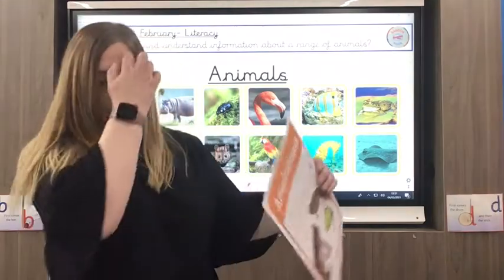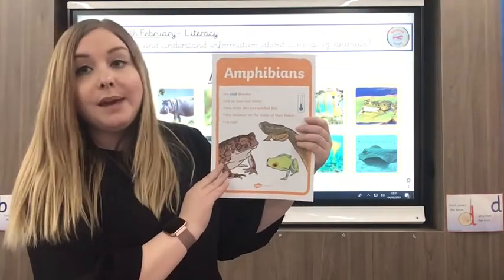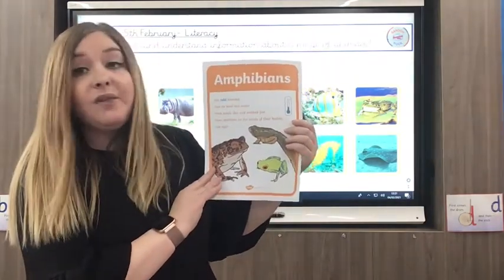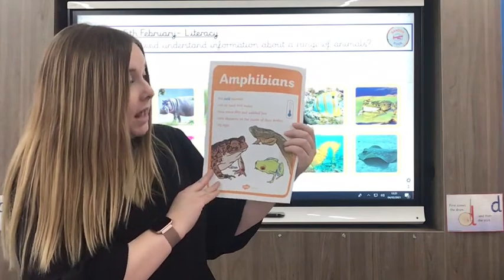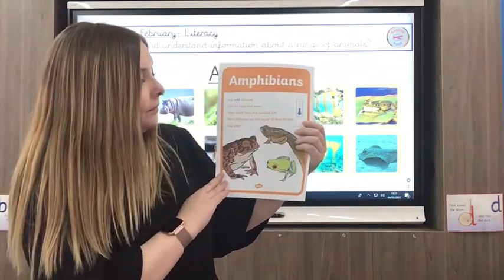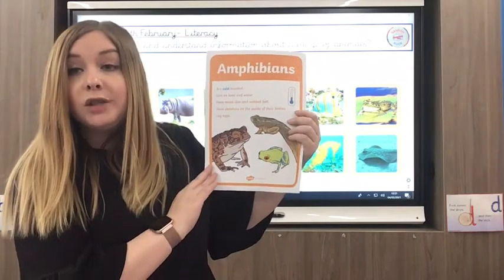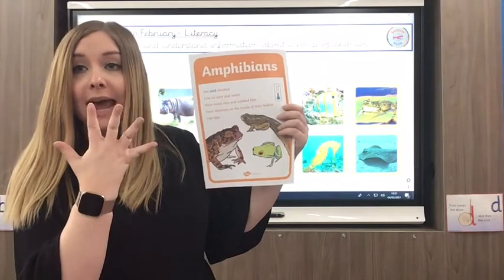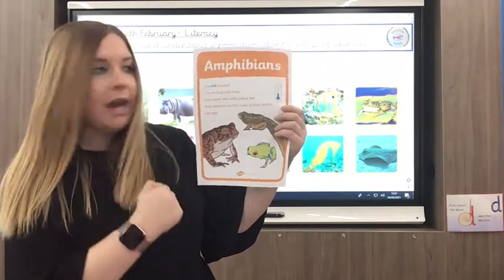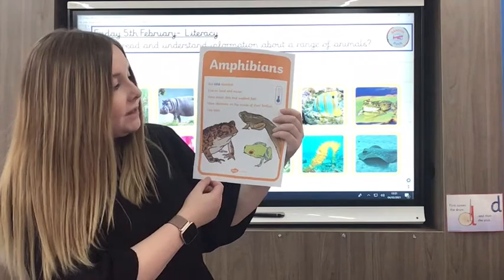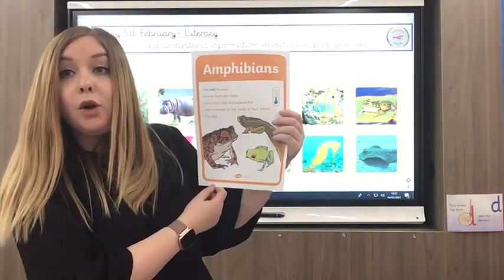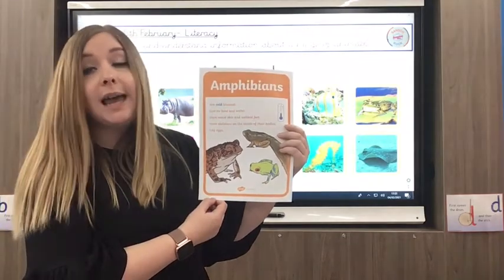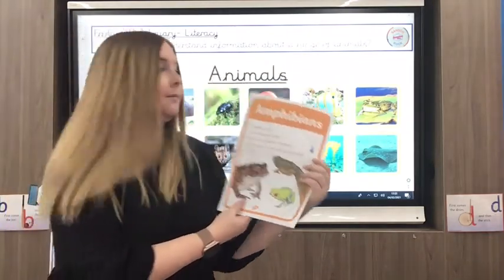Another way we can group animals is if they are amphibians. See if you can say that one for me, amphibians. Amphibians are cold-blooded animals that live on land and water. They have moist skin, so that means it's a little bit wet, and webbed feet, so that means they can't go like this with their feet. They're stuck together a little bit. They have skeletons on the inside of their bodies, but they lay eggs. So they don't give birth to live babies like mammals, they lay eggs.